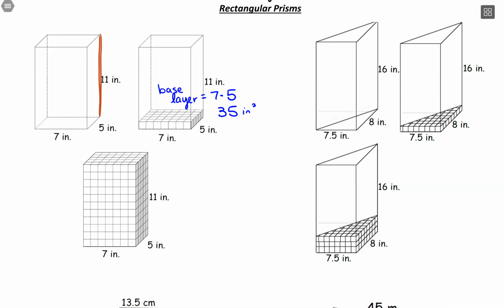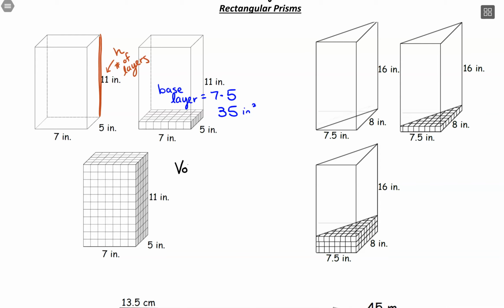Again, if we think about kind of slicing this, if this was a cake, if you slice across there, you're getting this 7 by 5 rectangle every single time. And what you could do is create 11 slices, and that's what's being stacked up here, is this number of layers, which is coming through from the height, is the number of layers that we would have of that base.